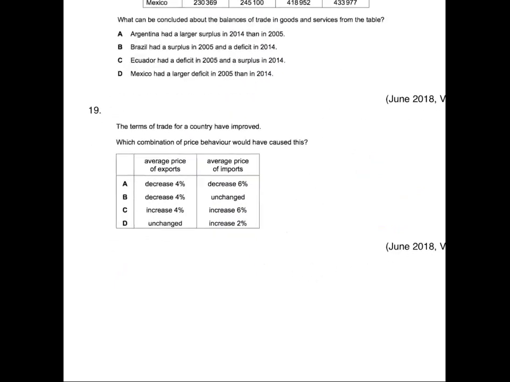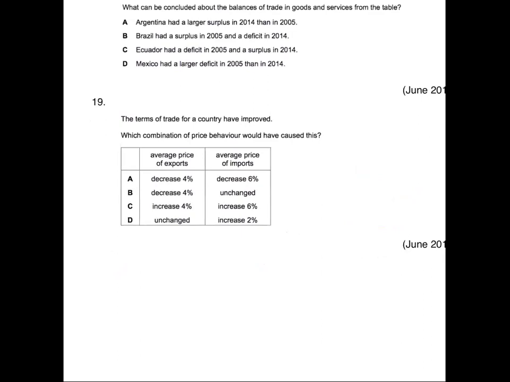Last question is this one. The terms of trade for a country have improved. Which combination of price behavior would have caused this? So remember, if terms of trade has gone up, Px over Pm, Px should go up relative to Pm. So if it's increased by 4%, but increased by 6%, I should not go for it. It should increase by more. Px should be greater than Pm.